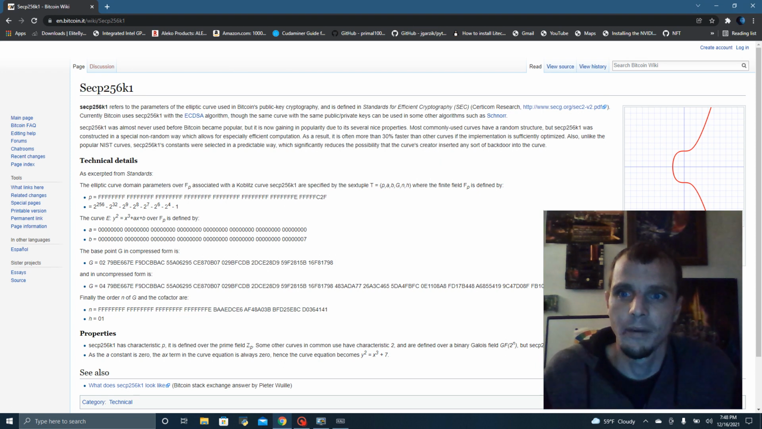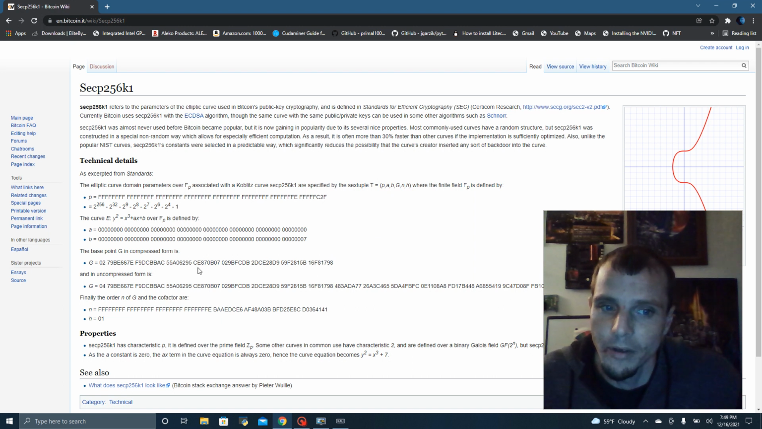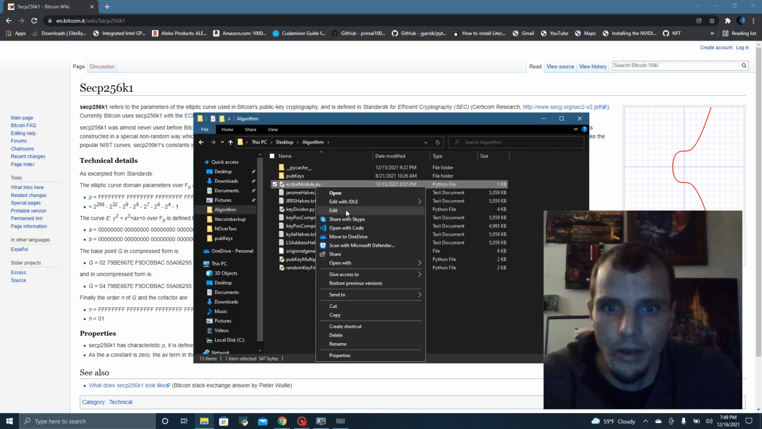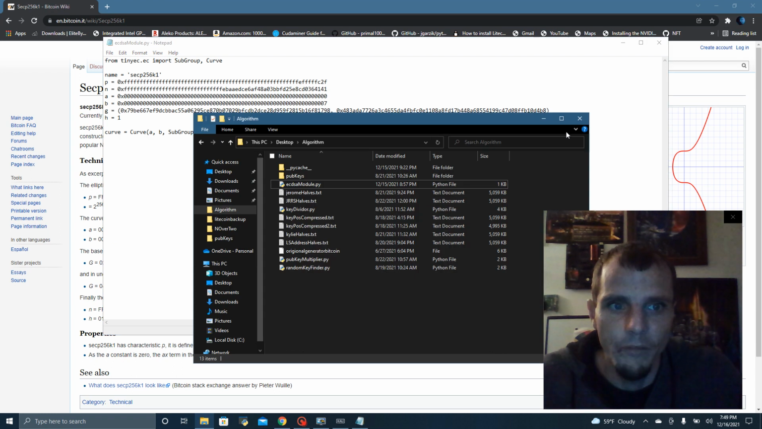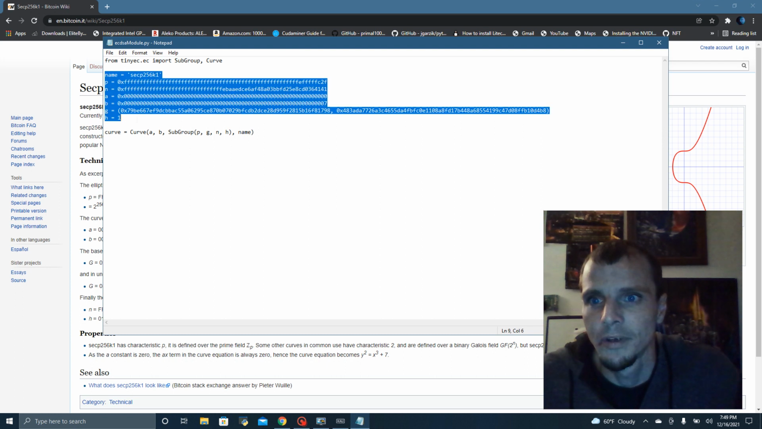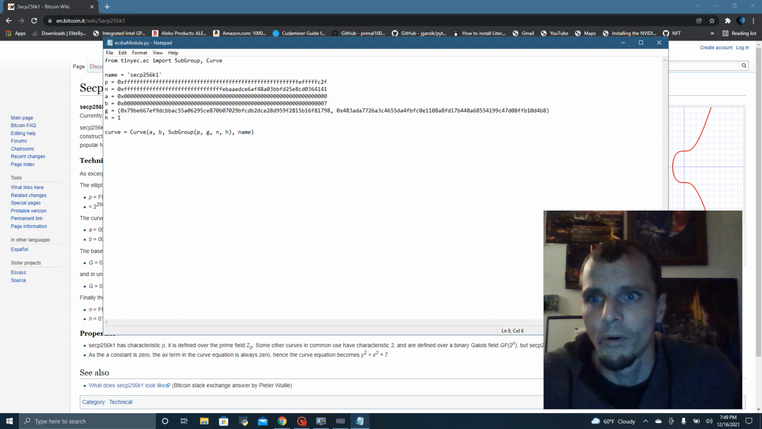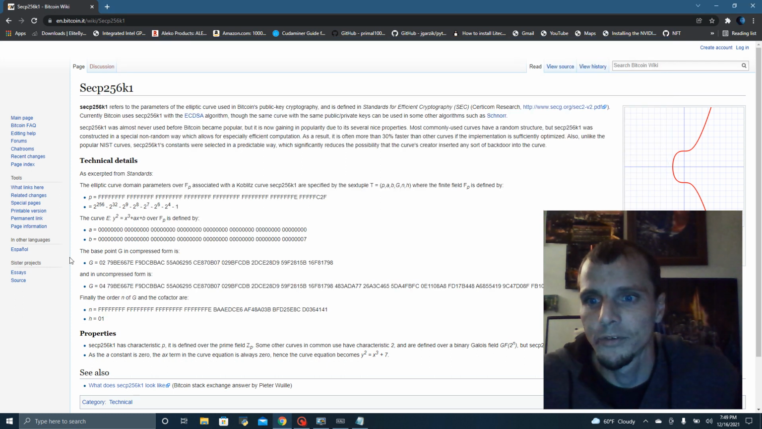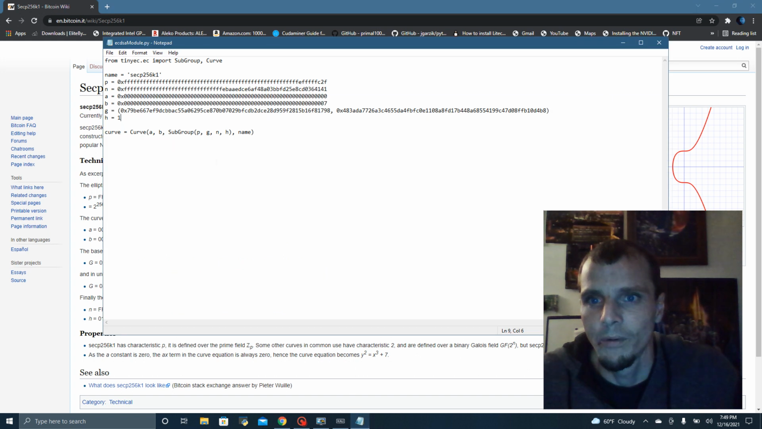For the SECP256k1 version of the elliptic curve algorithm, you can implement it in whatever programming language you want to. A Python version right here uses the module tinyec. If you do pip install tinyec, you can use this module. Okay, and what we have here is the same parameters that we have over here.